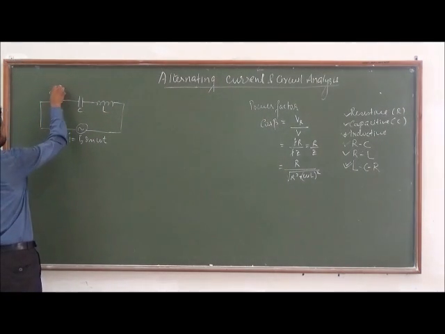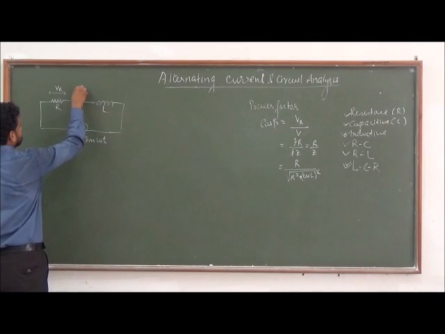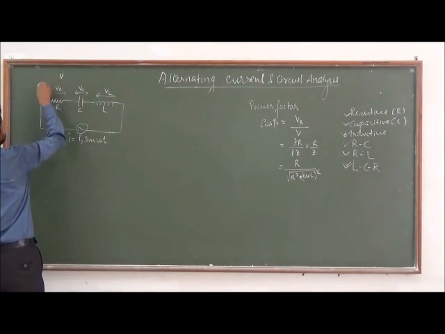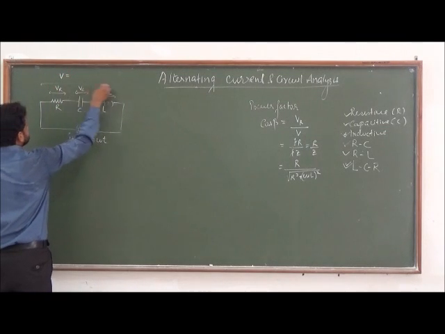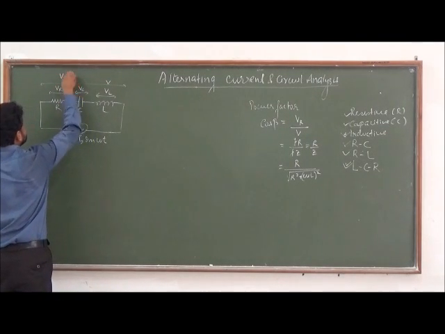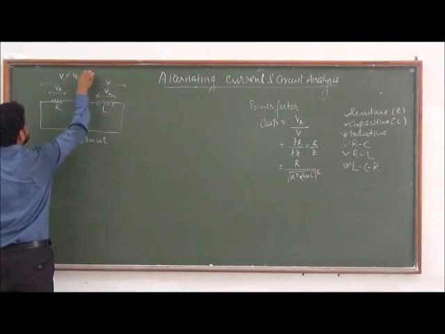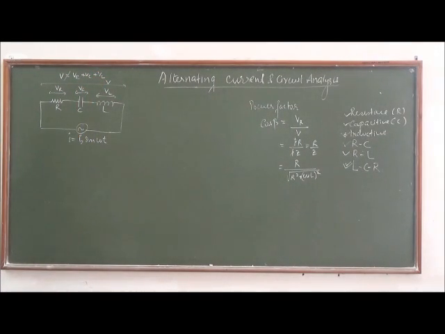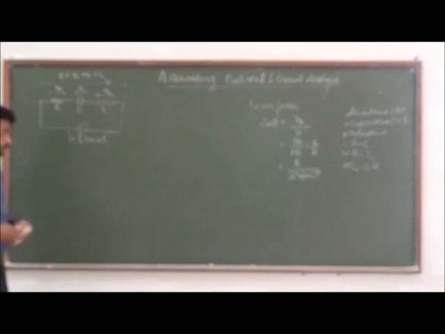Potential across R is VR, potential across C is VC, potential across L is VL, and total V, if I say this is the total V, then it is not equal to VR plus VC plus VL. Very important. Then what is this all equal to?